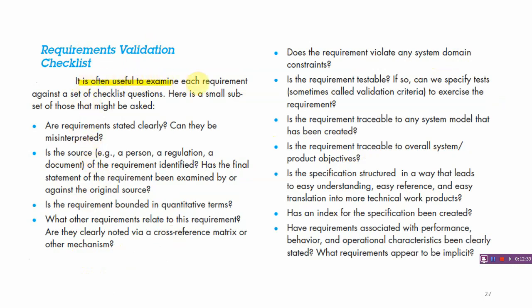It is often useful to examine each requirement against a set of checklist questions. Here is a small subset of those that might be asked. Are requirements stated clearly? Can they be misinterpreted? Is the source, for example, a person, a regulation, a document, of the requirement identified? Has the final statement of the requirement been examined by or against the original source? Is the requirement bounded in quantitative terms? What other requirements relate to this requirement? Are they clearly noted via a cross-reference matrix or other mechanism?